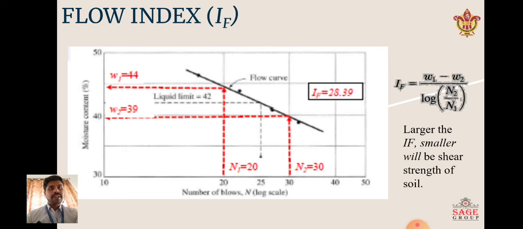This is the flow index, by which we get the value of IF equal to WL minus W1 minus W2 upon log N2 upon N1. The larger the IF value, the smaller the shear strength of the soil.